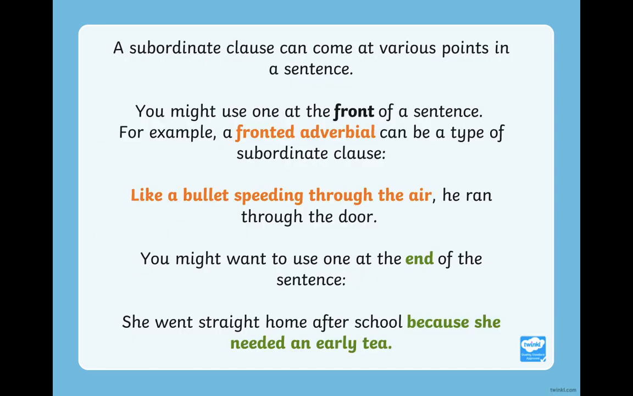Now, also I want us to recap. A subordinate clause can come at different parts of a sentence. It can be at the beginning, middle, or end. So a fronted adverbial can be a kind of subordinate clause, like this one. Like a bullet speeding through the air, comma, he ran through the door.